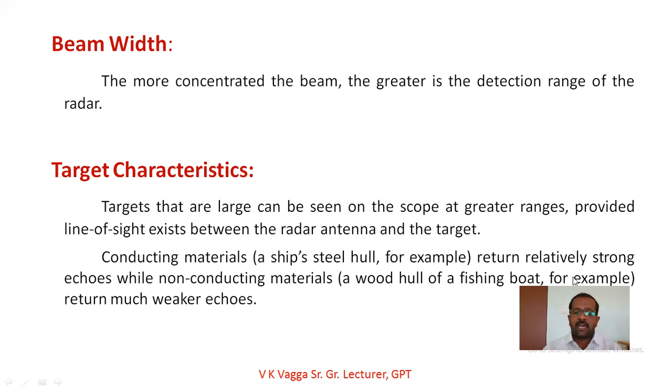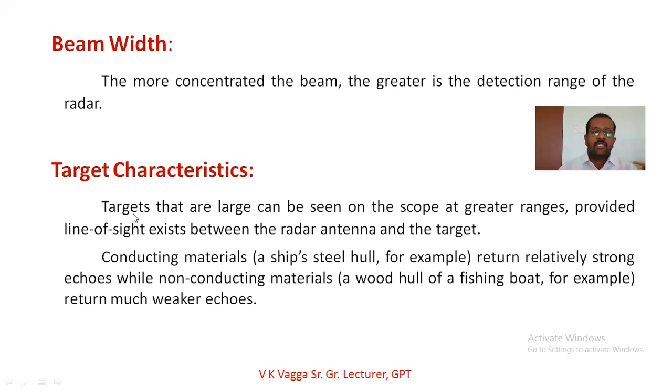If you take the target characteristics, if the target body is arranged on the LOS, the line of sight, it is going to give you better performance. And if the outer body of the target is made of metal, it can reflect the signal effectively. If it is made of insulator material, it gives poor reflection.